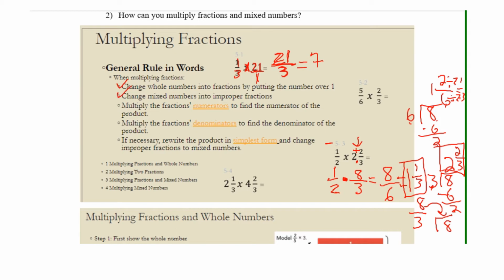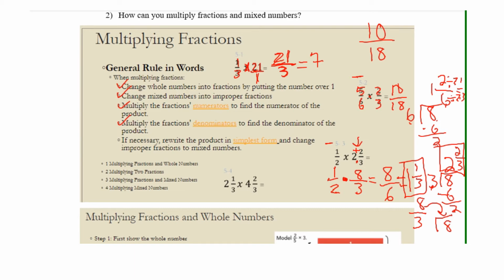The next general rule, you want to multiply the fraction's numerator by the numerator to find the product of the numerators, and then multiply the fraction's denominator to find the denominator. So that's an example right here. So when we say multiply the numerator times the numerator, we have 5 times 2, which equals 10. And then we have 6 times 3, which equals 18. And then since this is a proper fraction because the numerator is lower than the denominator, but I can simplify.